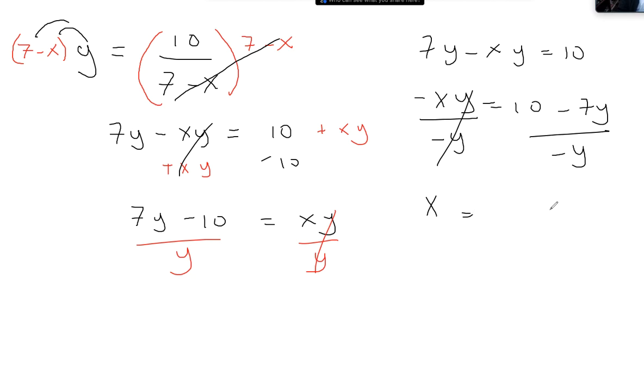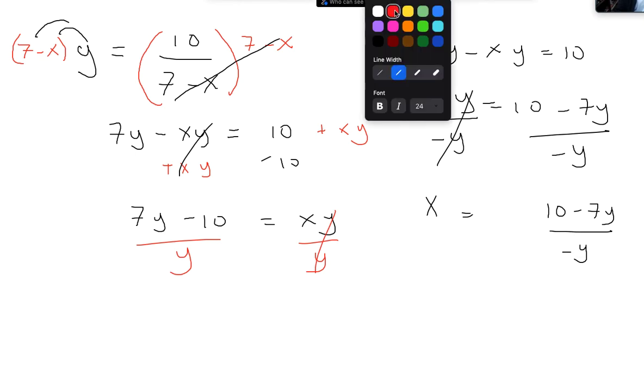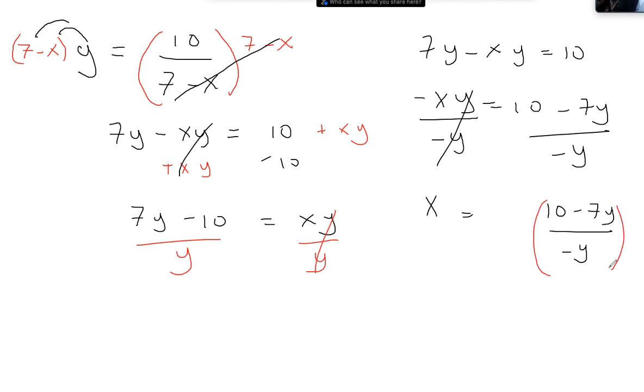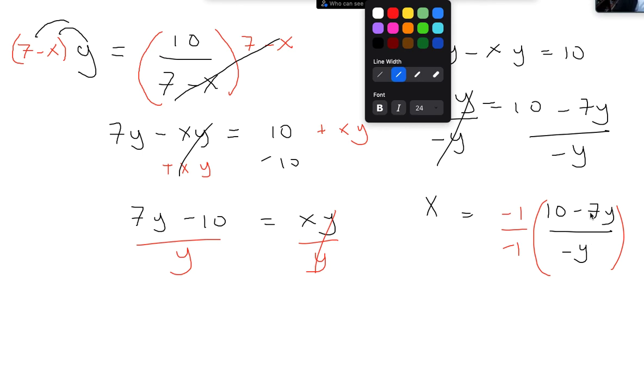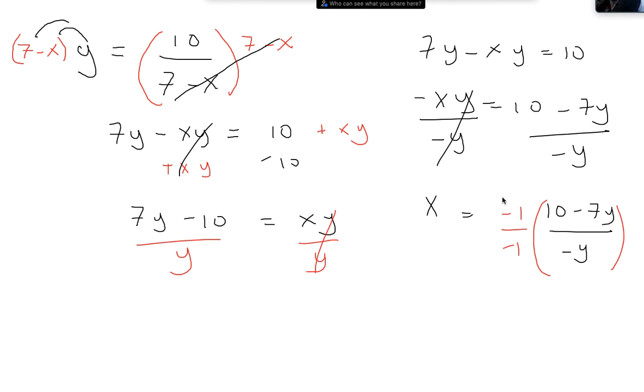And so then what you would do to clean that up is to multiply it by 1, because we can always multiply something by 1, but in this case we'd multiply it by -1 over -1. And this is solved for x. It's just not in the ideal form because of that negative. But then that would give me -10 plus 7y over y, which is the exact same thing I have here, just written in the opposite direction.